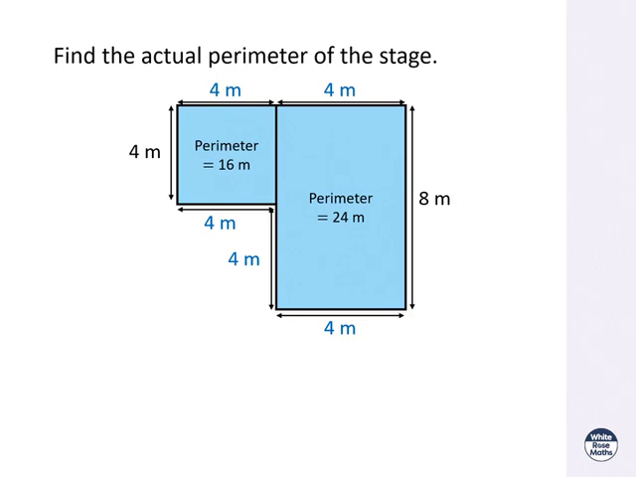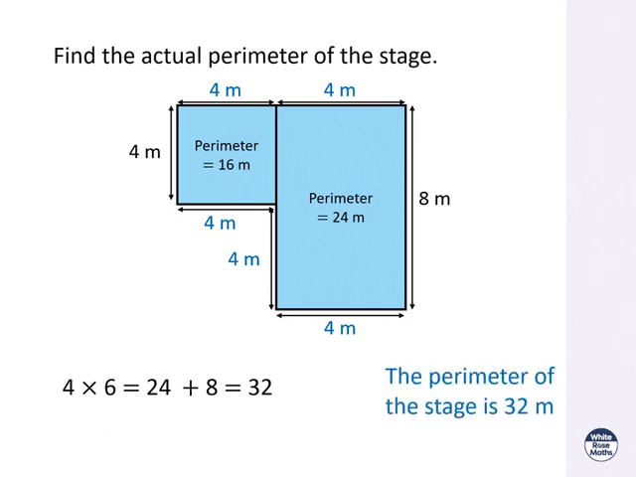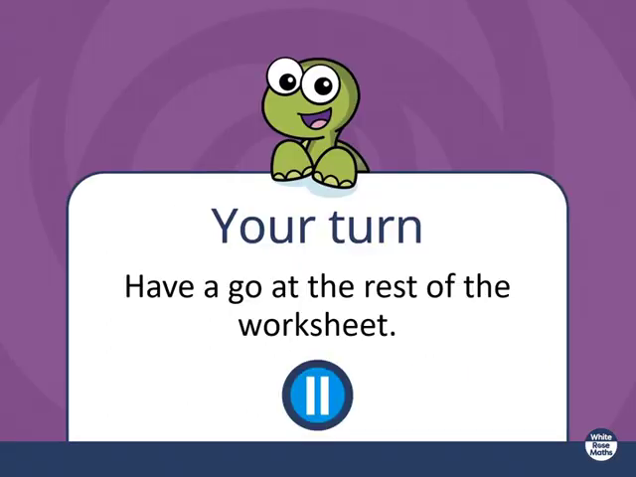Let's work out the perimeter. Well, I can see that there are 6 lots of 4 metres, so this would be 24. Then I can add the 8 metres from this length. This would mean the perimeter of the stage is 32 metres. Now it's your turn. Have a go at the rest of the worksheet.